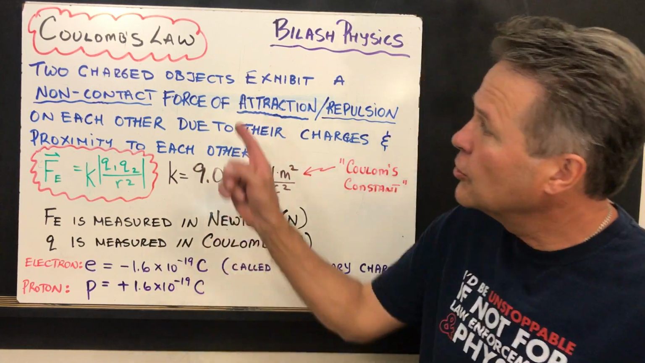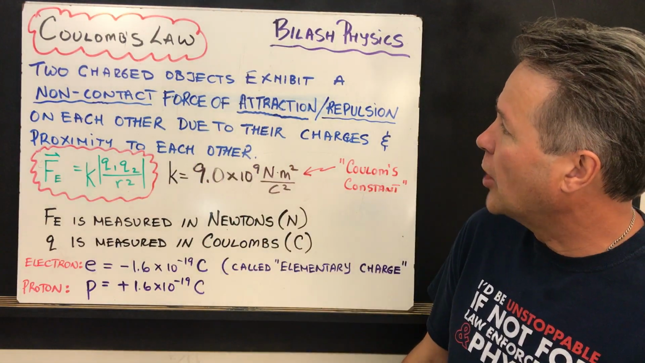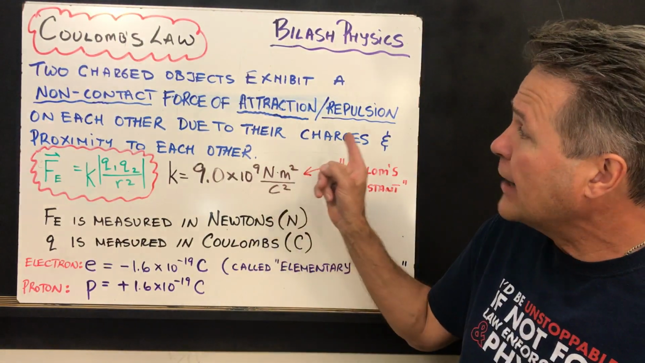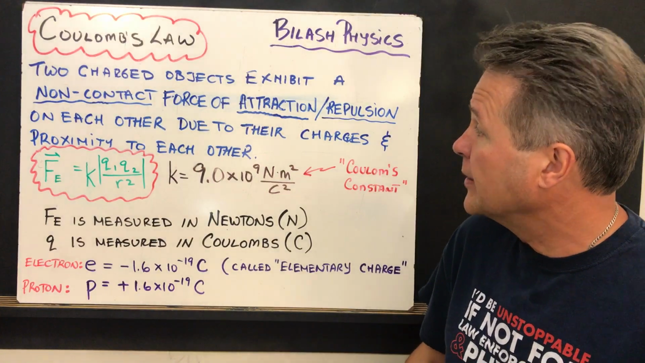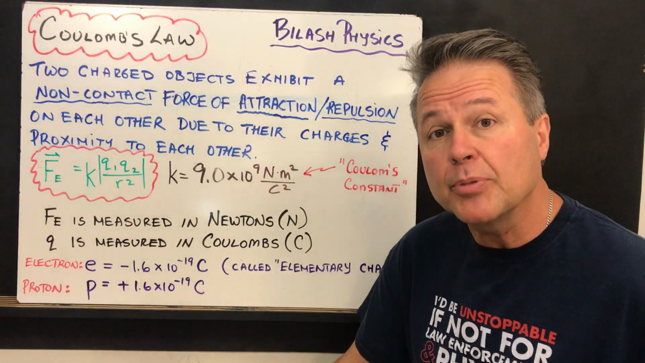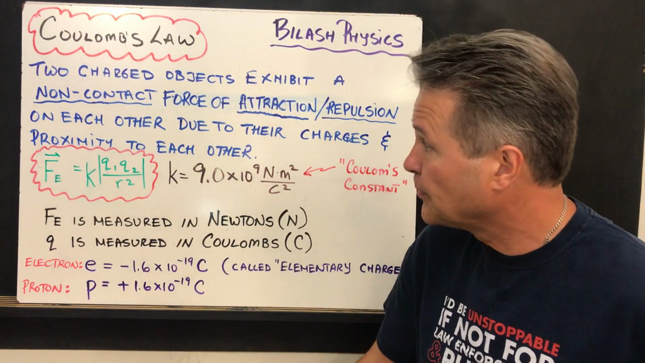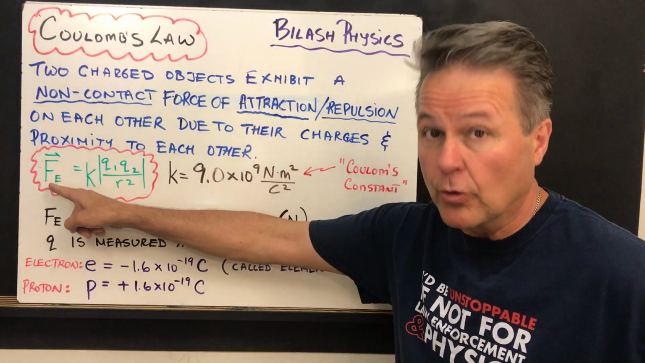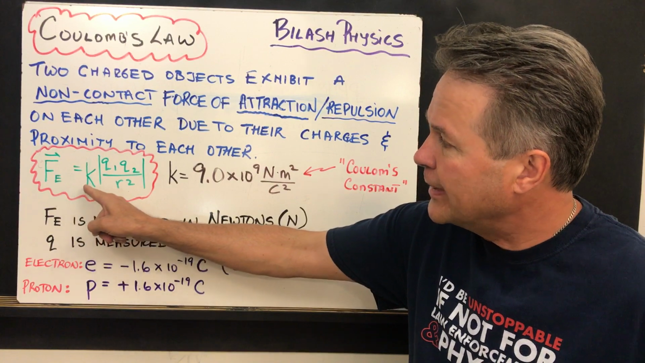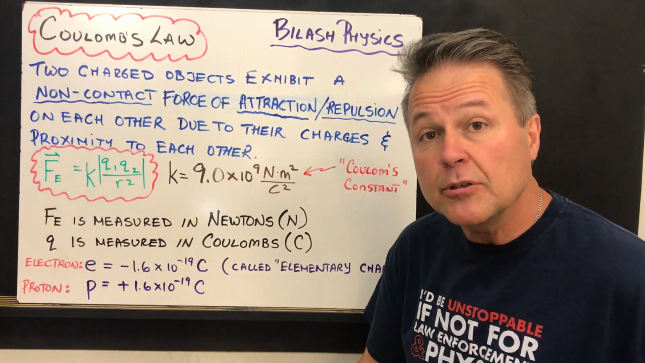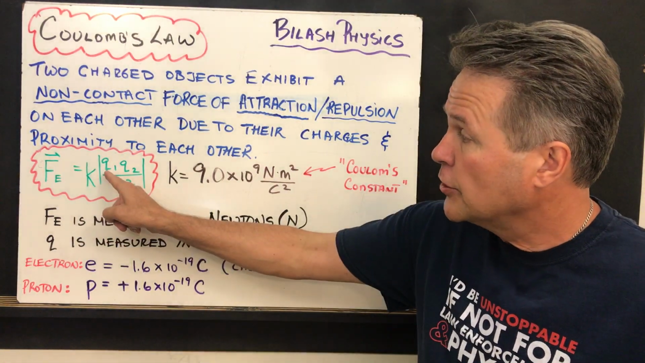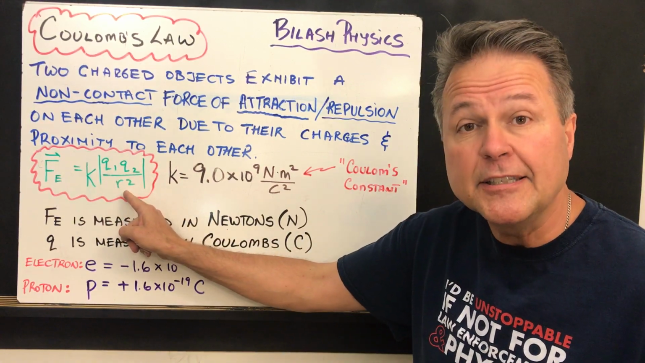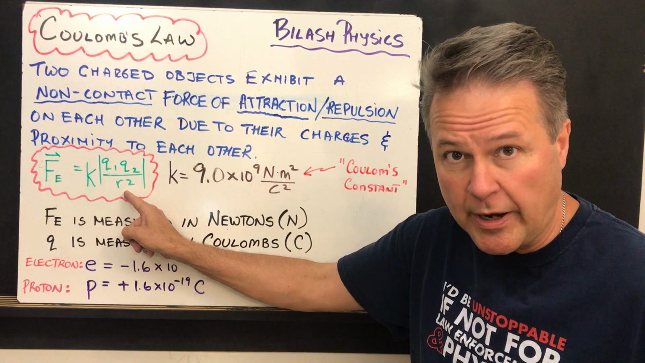Coulomb's Law tells us that two charged objects exhibit a non-contact force of attraction or repulsion on each other due to their charges and proximity to one another. We write Coulomb's Law as: the force of attraction or repulsion is equal to K times the absolute value of charge 1 times charge 2, divided by the distance between the two charges squared.